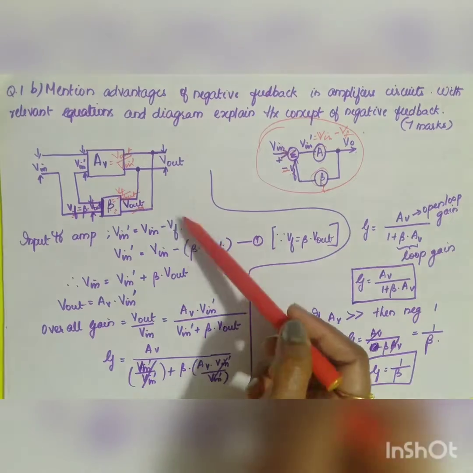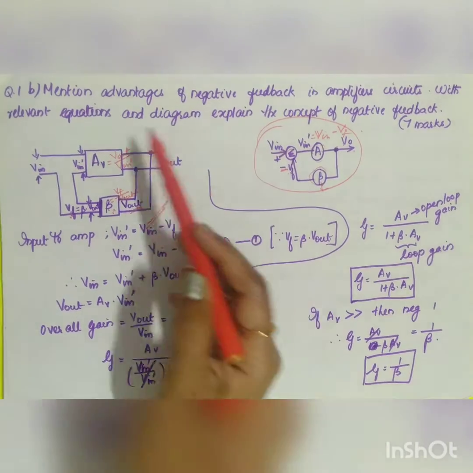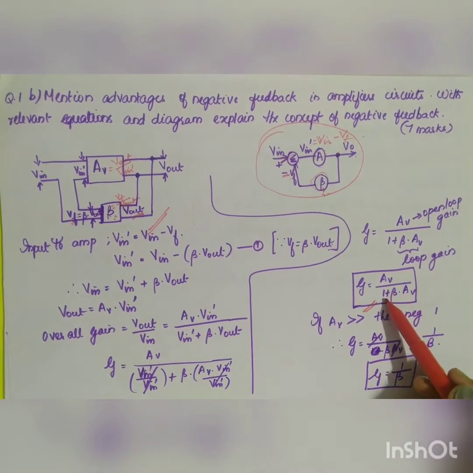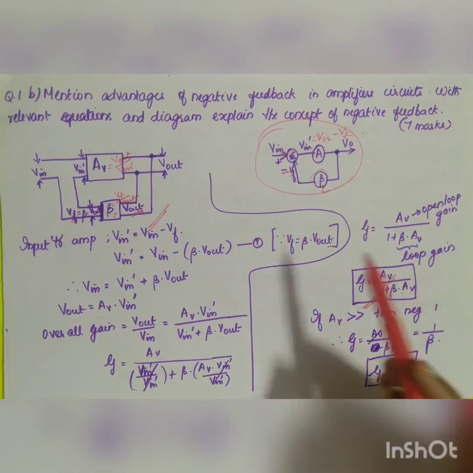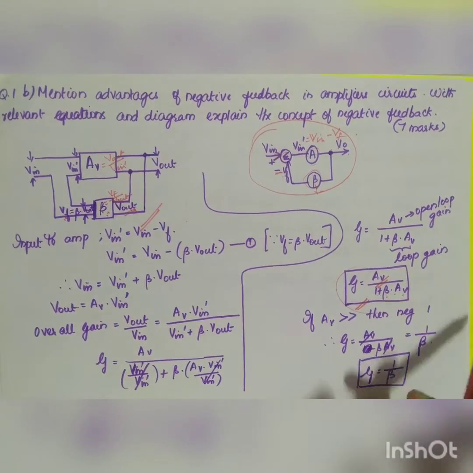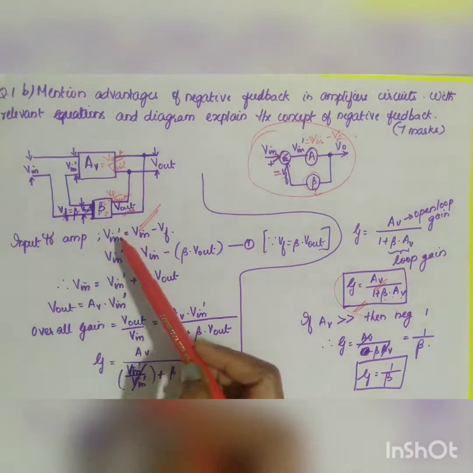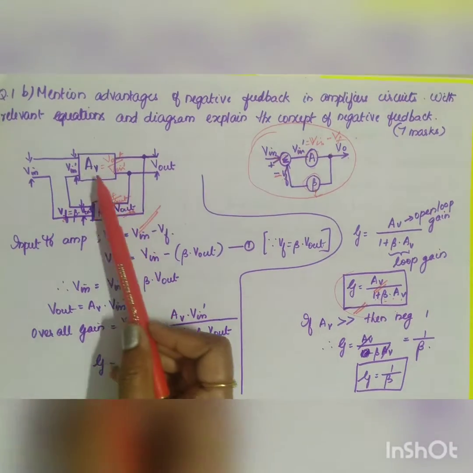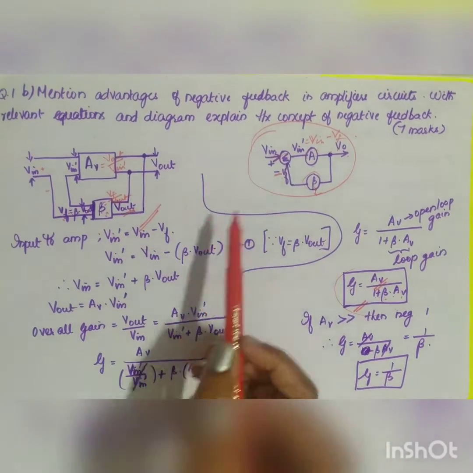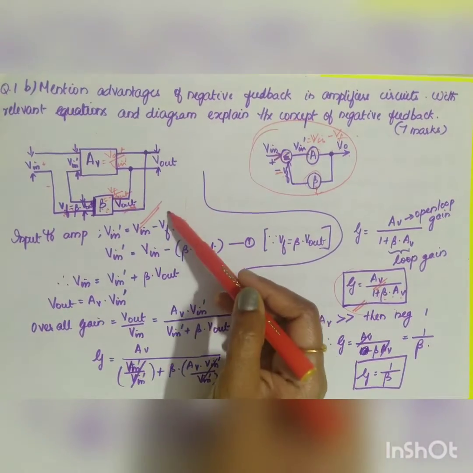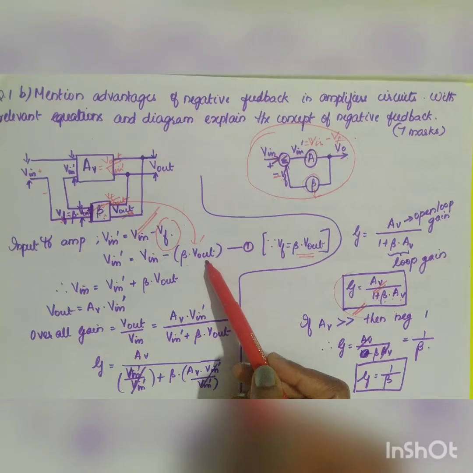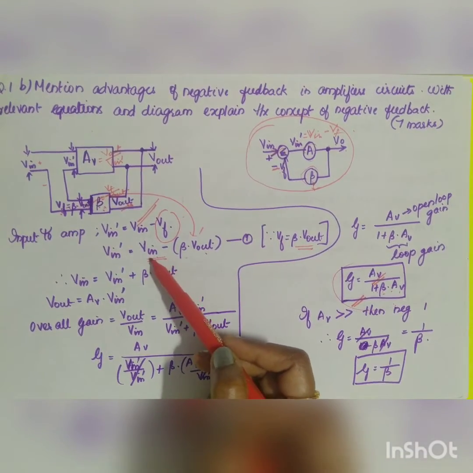In any way you can write. So you have to find out the equation. The overall gain is equal to AV by 1 plus beta into AV, where AV is your open loop gain and beta into AV is your loop gain. So now you are going to derive this formula. We will begin with the input to the amplifier: V in dash is equal to V in minus Vf. So here it is plus, here it is minus. Now you know what is Vf, right? Can you substitute the value for Vf here? Vf is equal to beta into V out. I have substituted here.